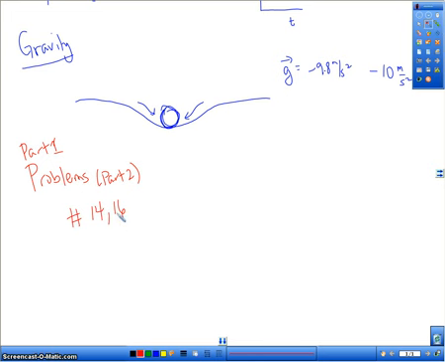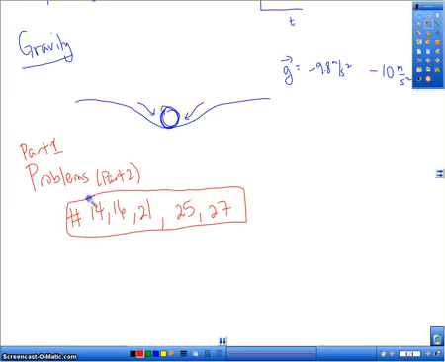And then 21. And then if you turn the page, I'm going to ask you to do also 25 and 27. So if you can do those problems tonight after having watched this video, and see how you do on those, and do all of part 1. And then we'll go over these tomorrow in class, and we'll spend some more time on this worksheet.